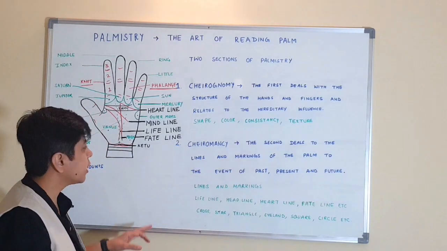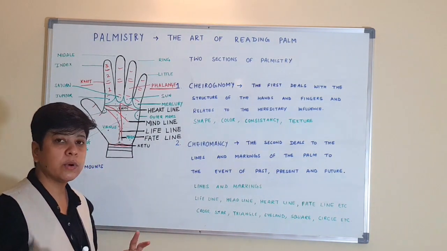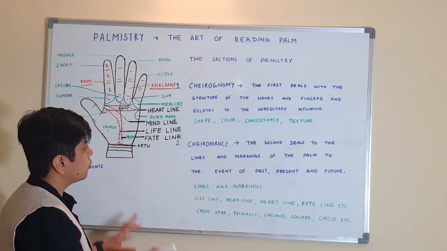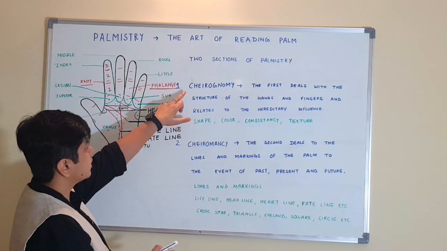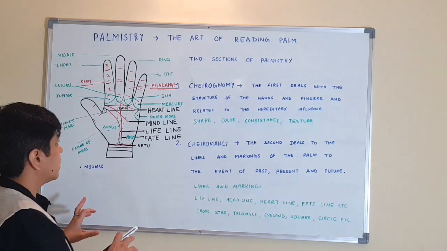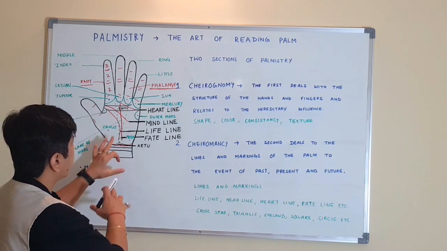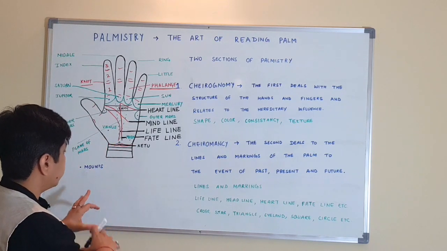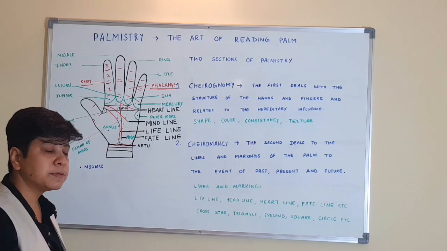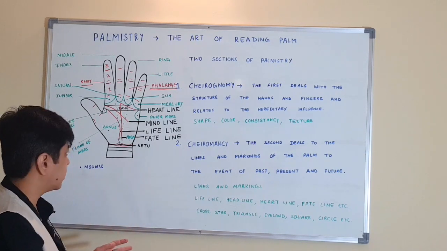So now we are going to discuss the second division of palmistry. As I told you earlier, we have two divisions in palmistry: the first one is chirognomy and the second one is chiromancy. In chiromancy, we study the lines and markings of the palm. It helps in predicting the events of the past, present and future of a person.